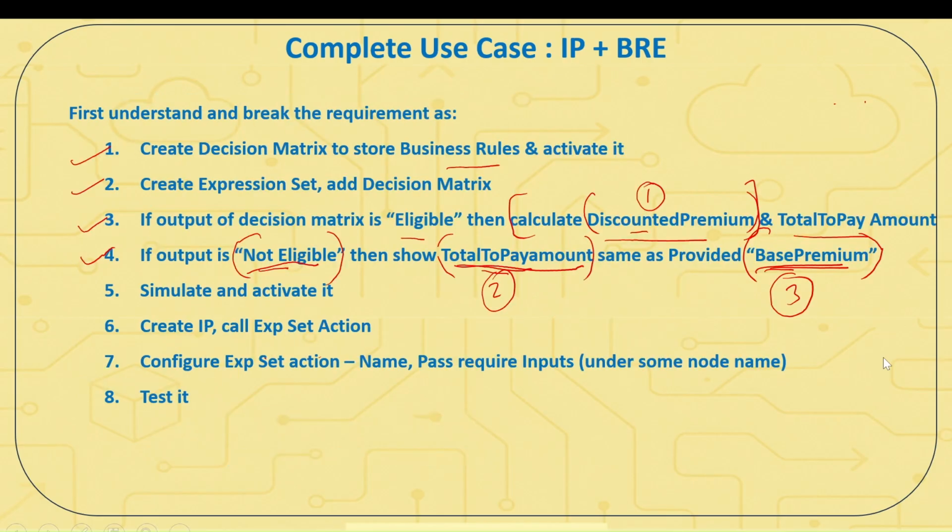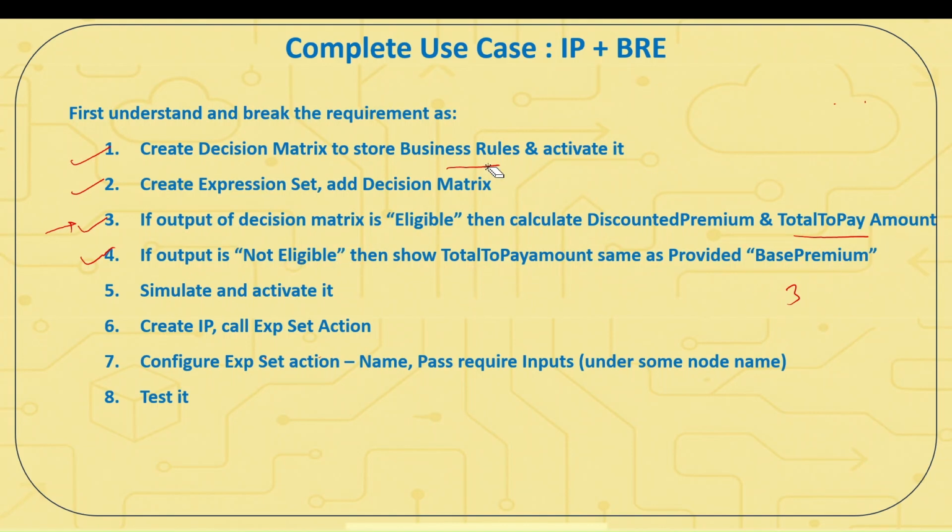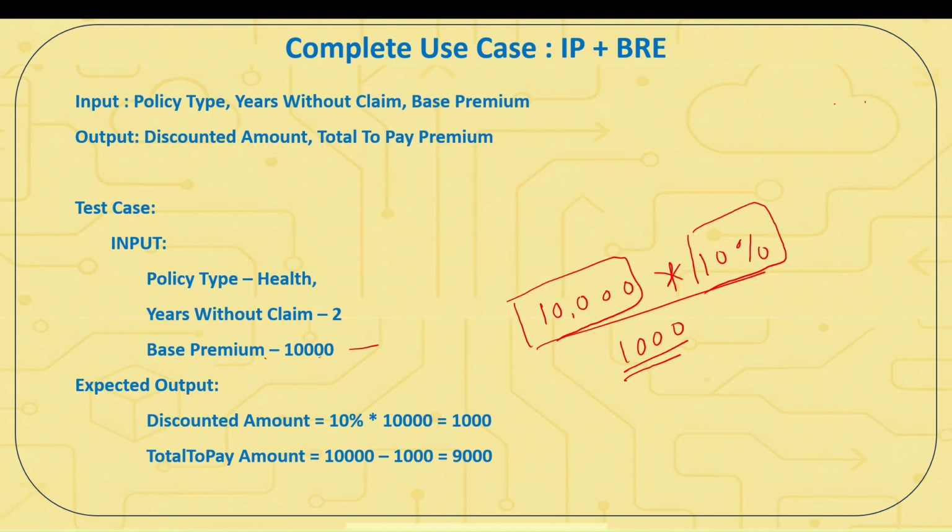Now we got the discounted premium. Third step, we are here. Once we get the discounted premium, then we can find the total to pay amount. Let me clean this up. We are at step number 3. We calculated the discounted premium and now we need to calculate the total to pay amount. How to calculate it? Let's take the same example. If base premium is 10K and we are getting a 10% discount, the discounted amount is 1K. Then what amount do I need to pay? Total is base premium 10K, discount is 1K, so I need to pay 9K. It means base premium minus discounted amount.